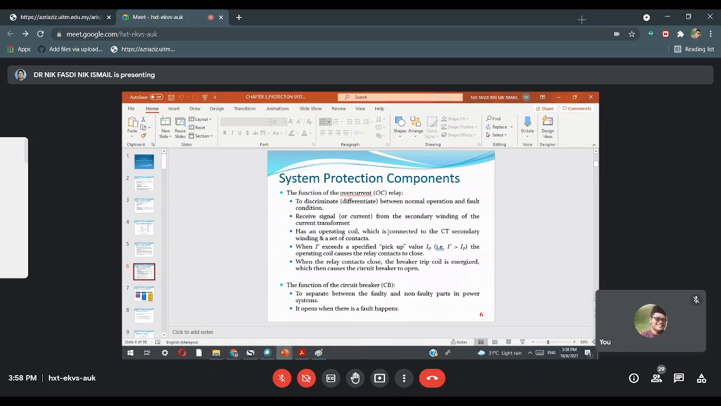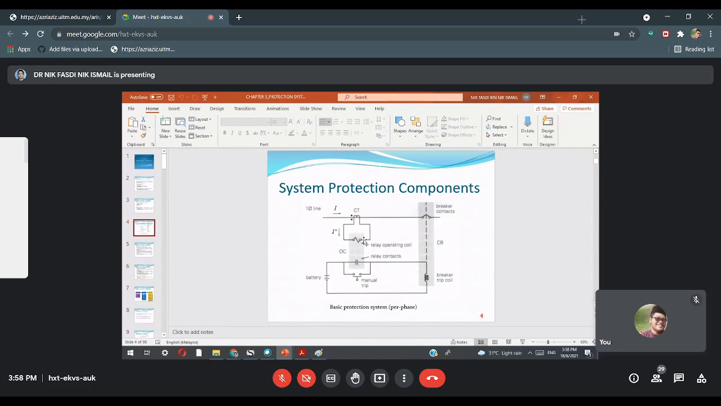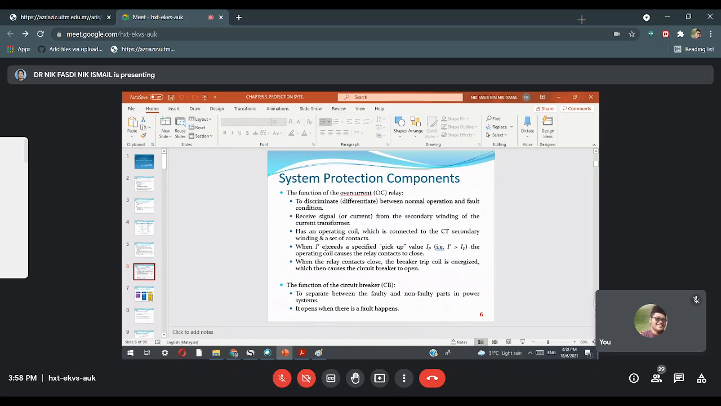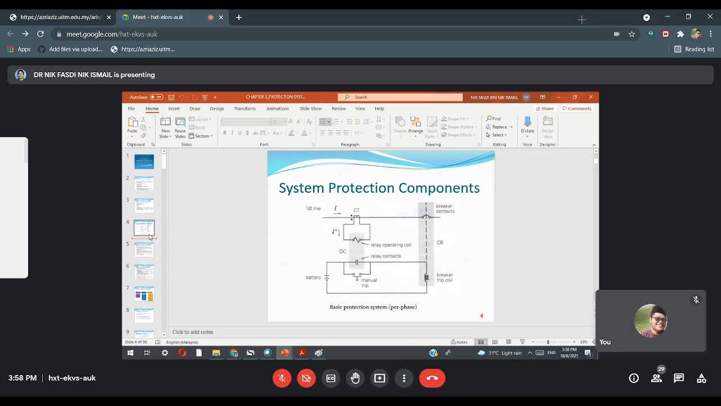Has an operating coil which is connected to the CT secondary winding. So this one, dia ada operating coil. This one connected the CT. Alright. When I prime exceed the specific pickup IP. So for the OC relay ni dia ada pickup current. Pickup current ni maksudnya the minimum current that will turn on the coil of overcurrent. Maksudnya minimum value of current to turn on the overcurrent relay.